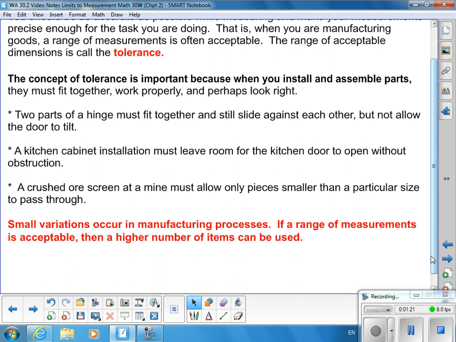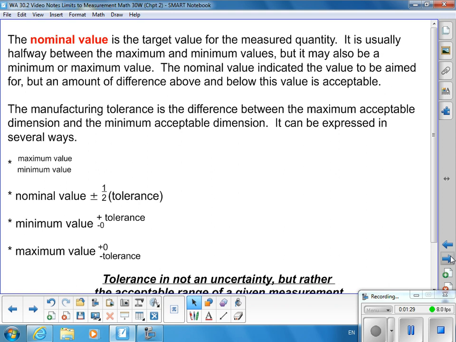Okay? There could be a range that's acceptable, but if they get too big or too small, they're not going to be usable. The nominal value is the target. So we want to aim for, say, a 1 centimeter bolt. But then there is also a range of tolerance. So what is the minimum value that would be acceptable and what's the maximum value that would be acceptable? The nominal value is usually halfway in between. So we could be 1 centimeter plus or minus 0.5, if that's what was acceptable.